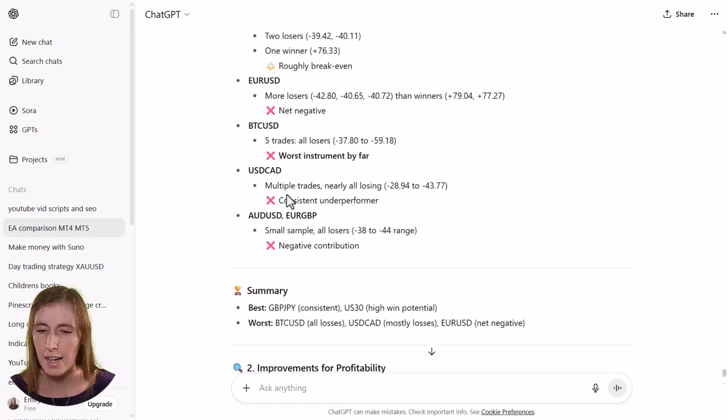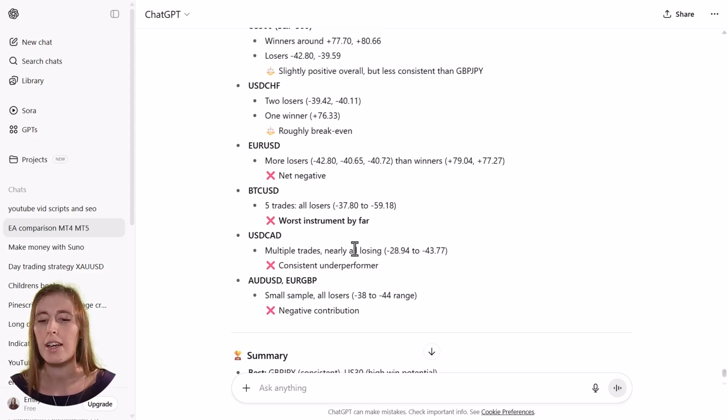Interestingly enough, USD CAD, multiple trades, nearly all losing. Australian dollar and euro pound, a small sample, but all losing. Now, as those are quite a small sample, I'm going to leave them in for now. I don't want to make too many changes because then I won't know which change worked and which didn't.